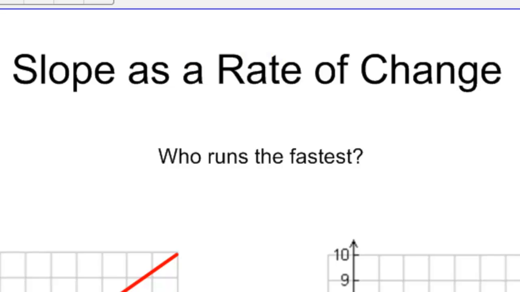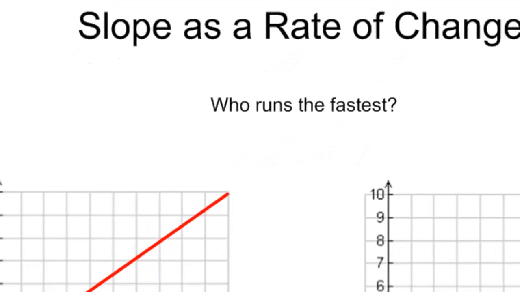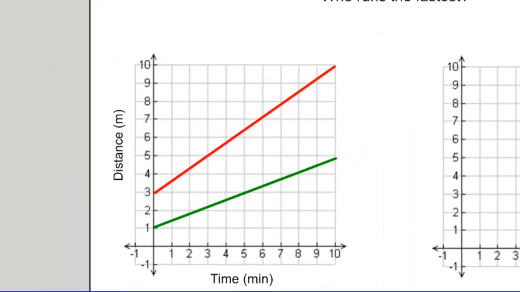In this video, we'll be talking about slope as a rate of change. And we'll start by looking at the question, who runs the fastest? If I look at a distance time graph that compares two people, maybe running or walking a distance, am I able to determine which of those two people is running or walking the fastest? And the answer is yes, and it's an easy comparison.